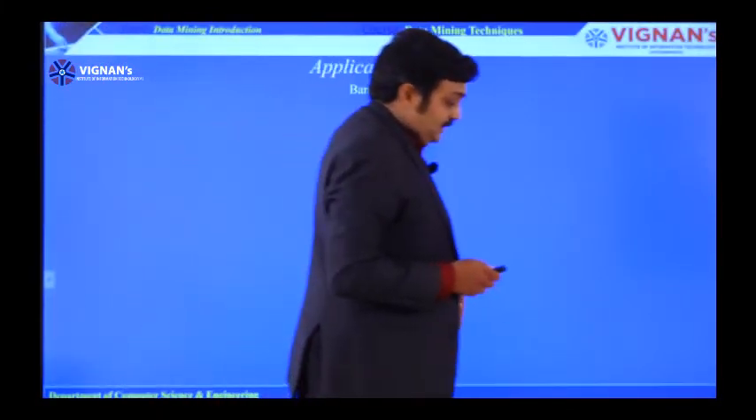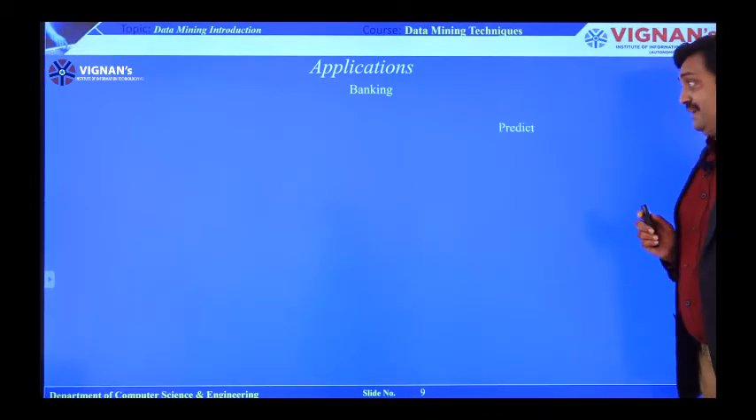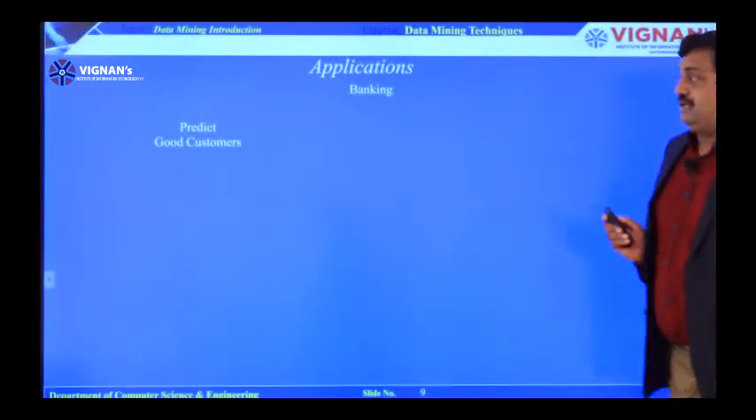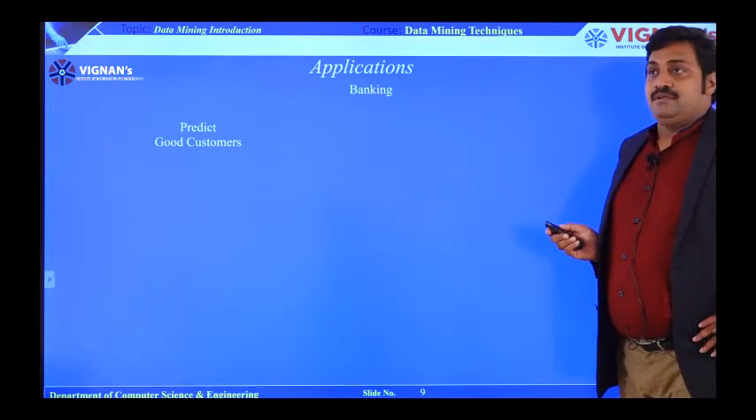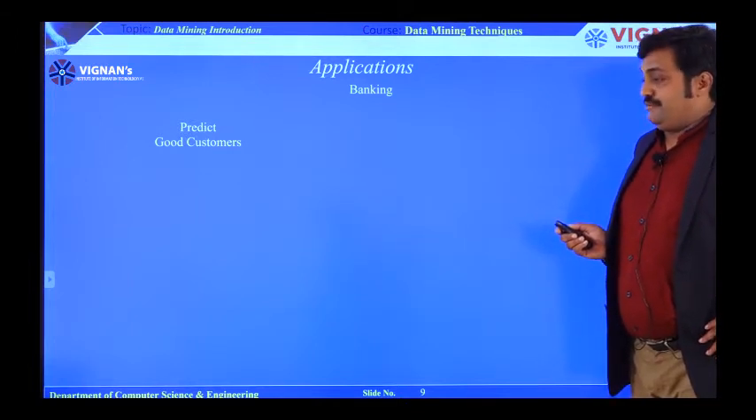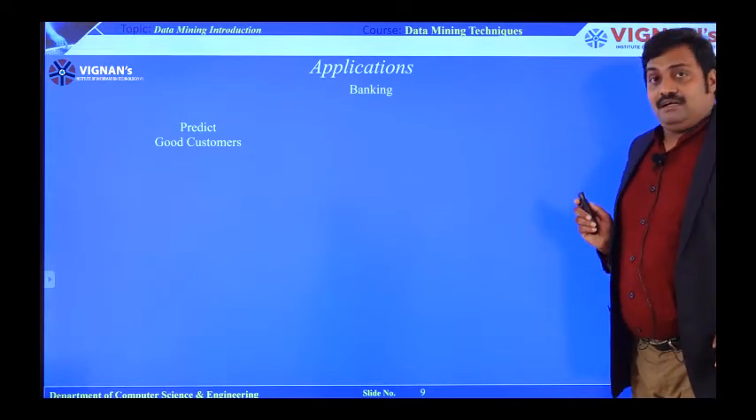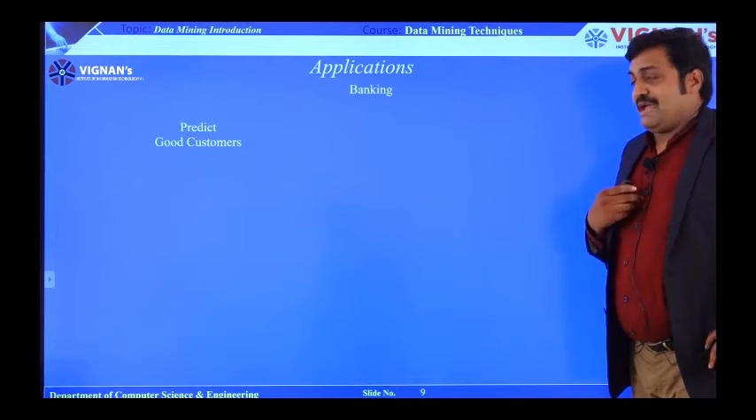The first application is regular life banking application. So, in the banking application, very important is the protecting of the good customer. Here in banking, every day we find customers trying to apply for a loan. Suppose I am going to apply for a loan.